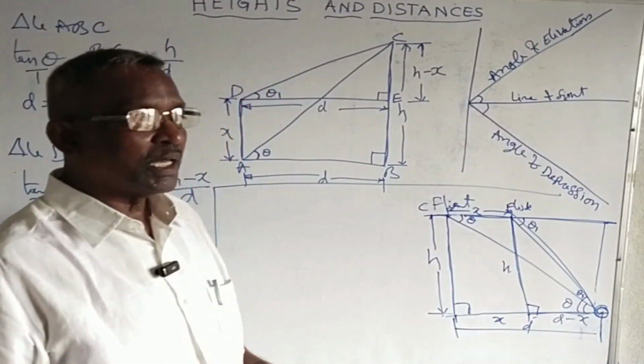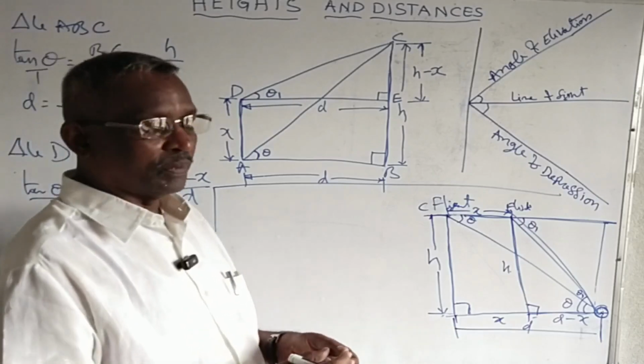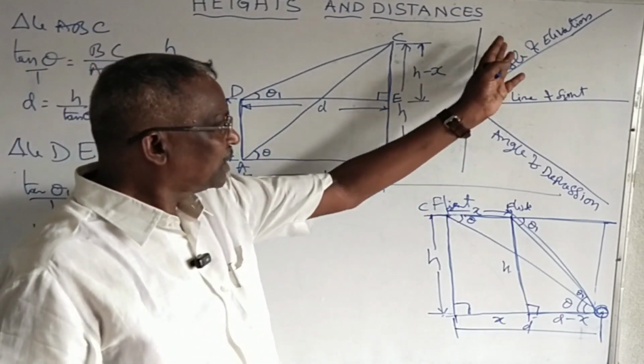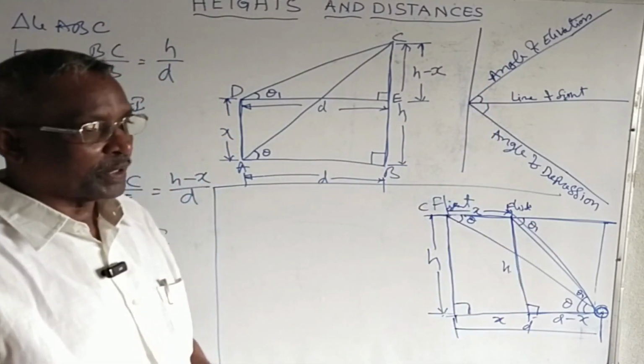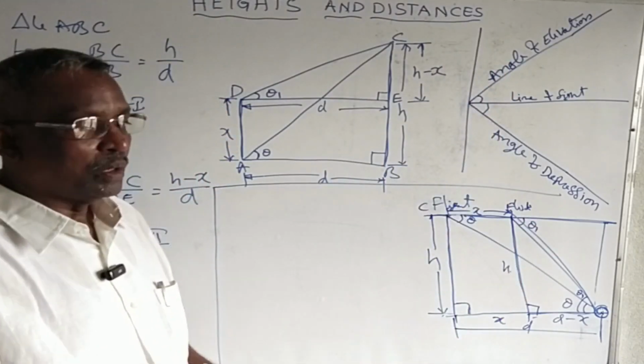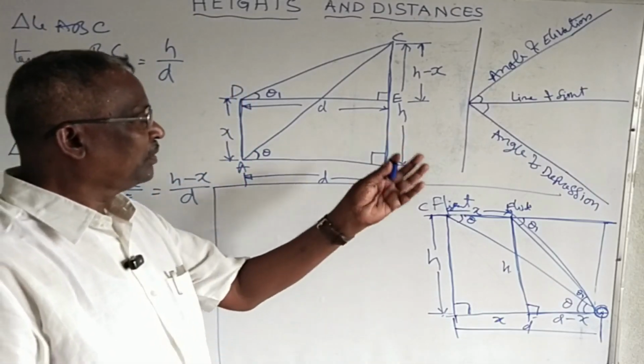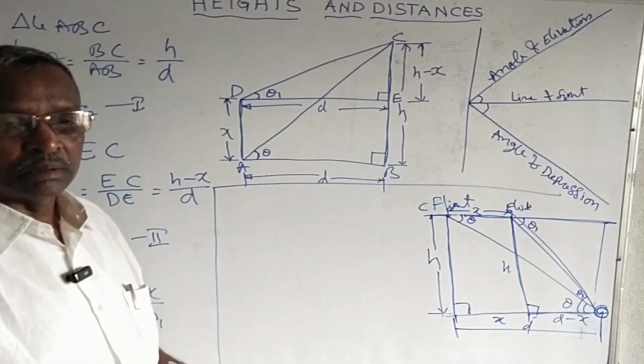Okay friends, these are the few models of heights and distance, that is angle of elevation and angle of depression. In next videos, we are going to solve some problems on angle of elevation and angle of depression.